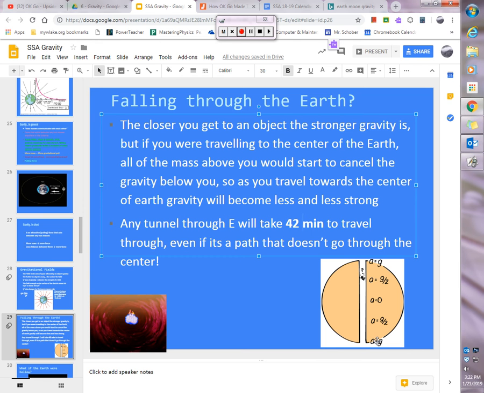And when you work out the math here, this whole trip winds up taking 42 minutes. The diameter of the Earth is like 8,000 miles. That's traveling 8,000 miles in 42 minutes just by falling.